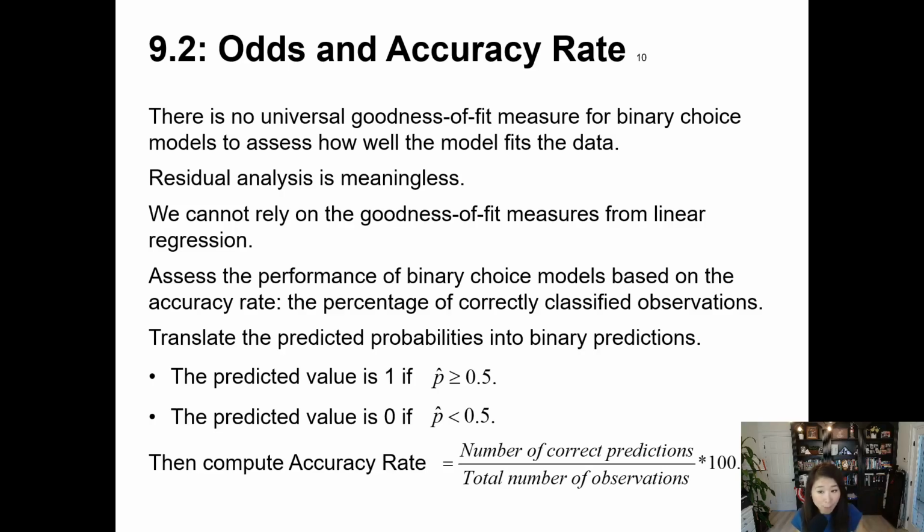Okay, so for the binary choice model, how do we know our model is doing a great job predicting the outcomes? As you can see, all the predicted outcomes are going to be probabilities. It is not 0 or 1, right? So how do you know your model is predicting accurately?